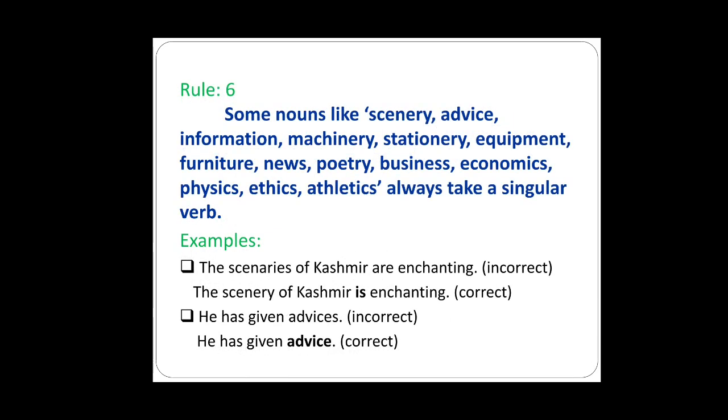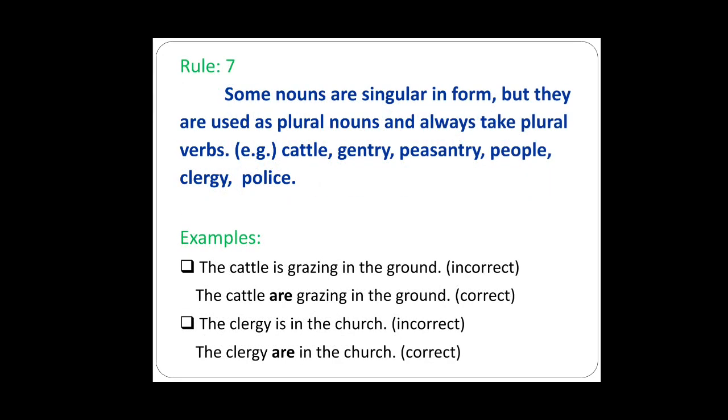Rule number 6. Some nouns like scenery, advice, information, machinery, stationery, equipment, furniture, news, poetry, business, economics, physics, ethics, athletics always take a singular verb. Examples: the sceneries of Kashmir are enchanting. This is incorrect sentence. The scenery of Kashmir is enchanting. This is correct sentence. He has given advices. This is incorrect sentence. He has given advice. This is correct sentence.